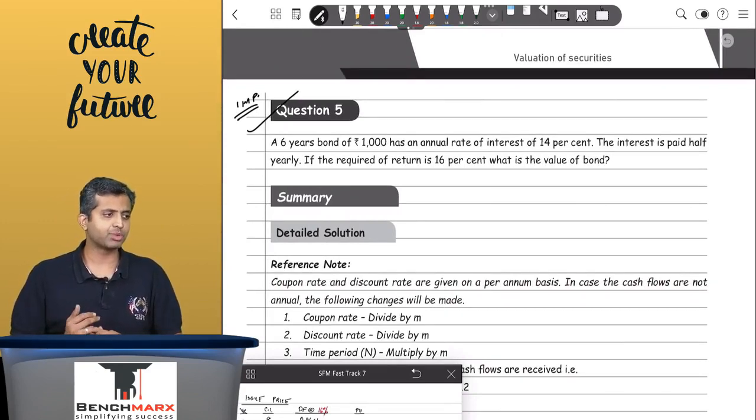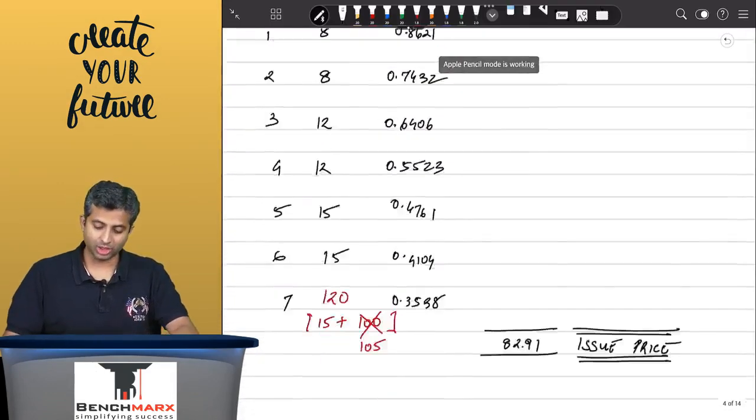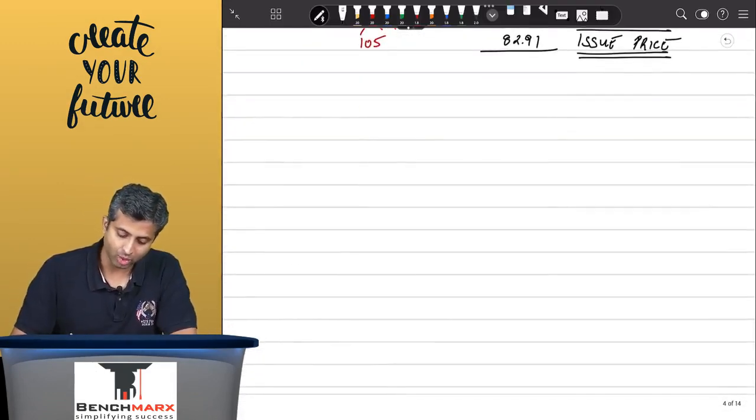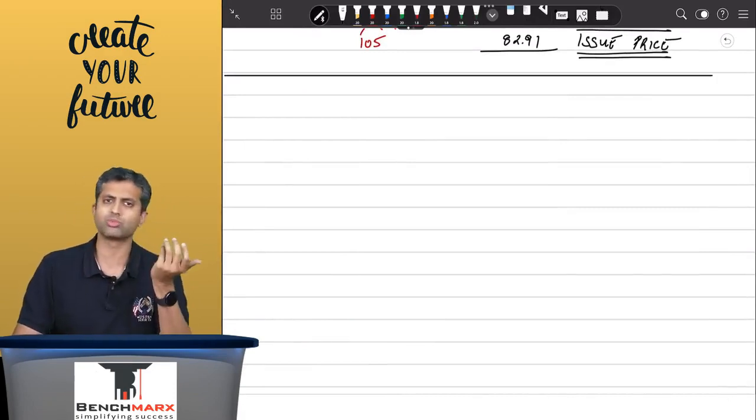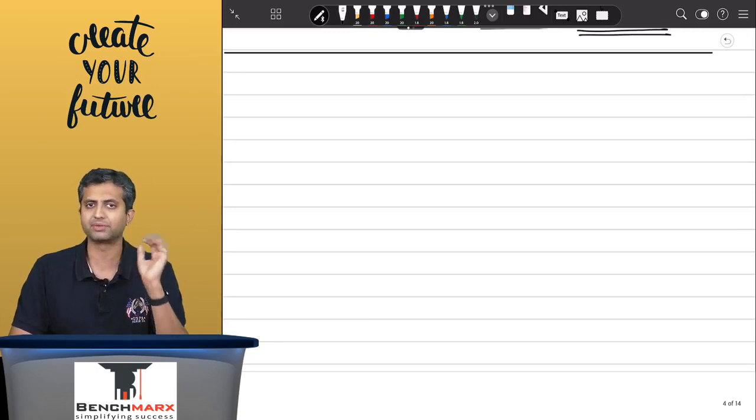Like, for example, in this particular bond you have to find the interest, coupons, etc. What if it is semi-annually? All the questions that we have done till now assume that interest is paid annually, which is normally the case. But if you look at US bonds, etc., most of them give you interest half yearly.